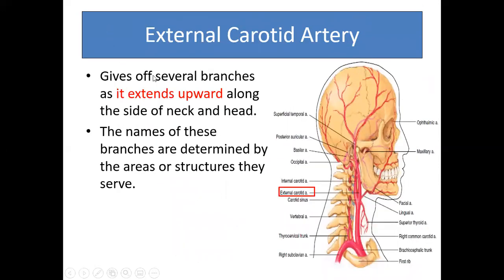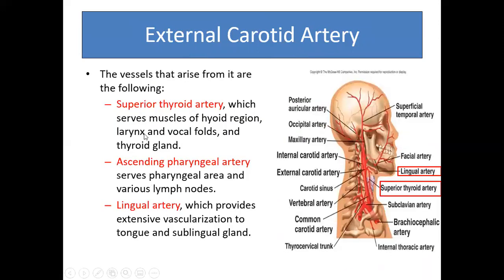For the external carotid artery, just now we have discussed the internal carotid artery. Now we're going to discuss the external carotid artery. This is the external carotid artery. It gives off several branches as it goes up, extending upward along the side of the head and also the neck. The names of the branches are determined by the area of the structure where it serves. These are the 6 branches that arise from the external carotid artery.